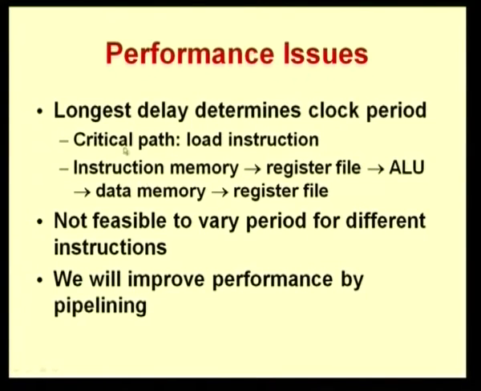So, which is the critical path in the example that we have taken? It is a load instruction, because remember, for a load instruction you need to access the instruction memory, then the register file, then the ALU for address calculation, then the data memory for accessing the data, and then again the register file for updating the register. So, we find that this gives us the longest path. The amount of time it takes to do all these operations will be the clock period. That is how we will have to fix the clock period.